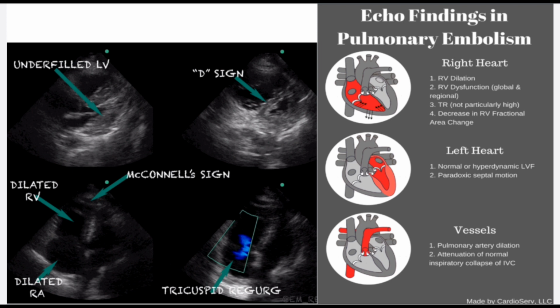In the parasternal short axis, we can see the D sign. In the dilated right atrium and right ventricle, along with the McConnell sign in the left lower image, and along with that the acute onset of tricuspid regurgitation in the fourth image.